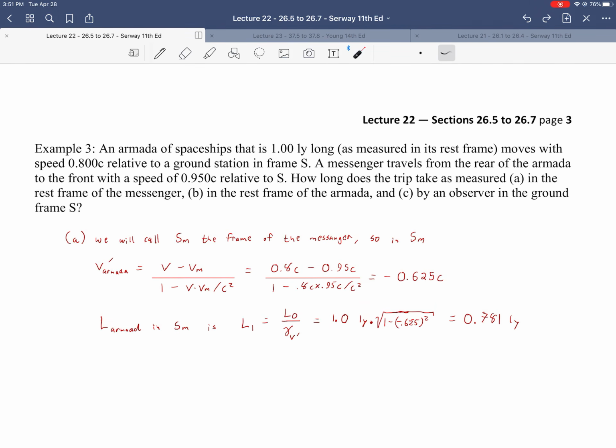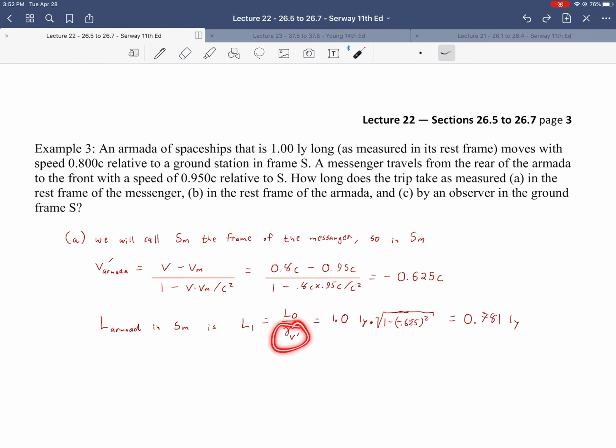Because that's the length measured in the reference frame of the Armada. That's the length in that reference frame, where the Armada is at rest, right? Because in any other reference frame, the planet's reference frame or the messenger's reference frame, the Armada would be moving, so the length that they measure would not be the proper length. Okay, so this is the proper length, the 1 light year.